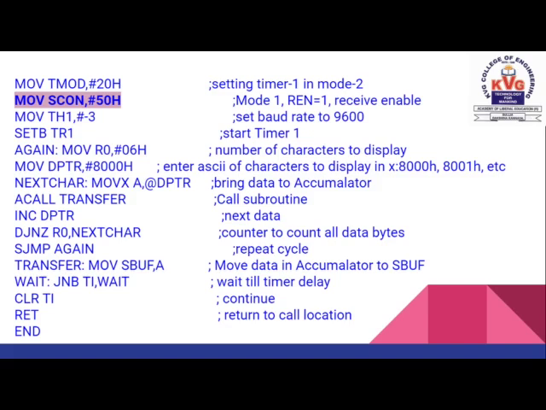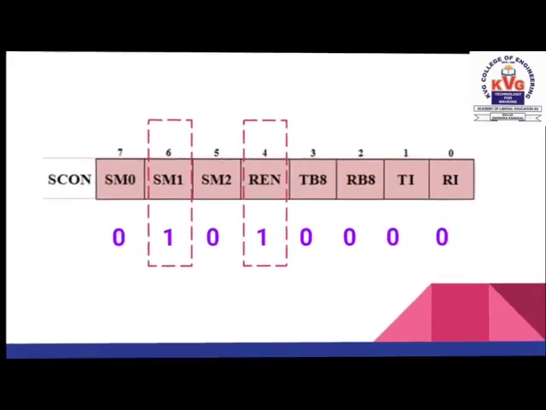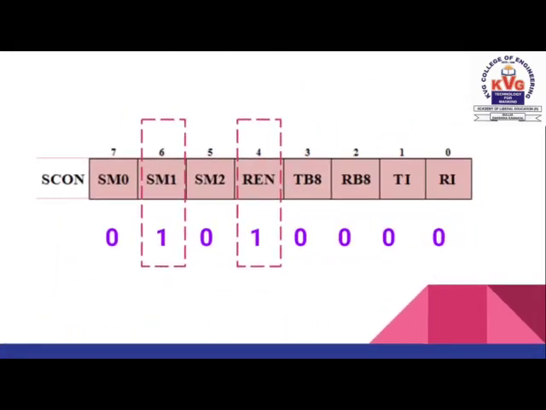SCON is set to mode 1 and receive enable. In mode 1, it is a 9-bit UART and the baud rate is variable. When REN, or receive enable, is 1, it allows the 8051 to receive and transfer data. In the SCON register, SM1 is set to 1, which is mode 1, and REN is set to 1. The bit pattern reads 01010000, which is 50 in hexadecimal.